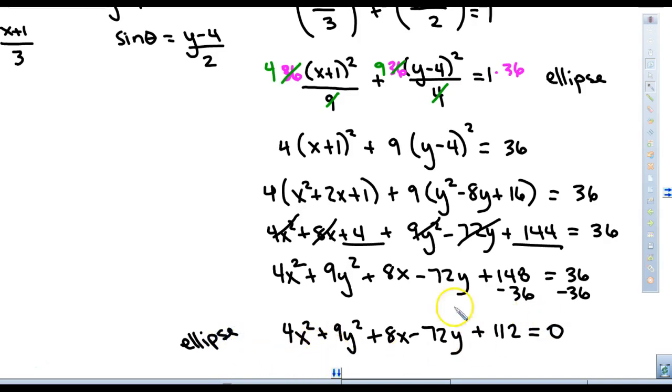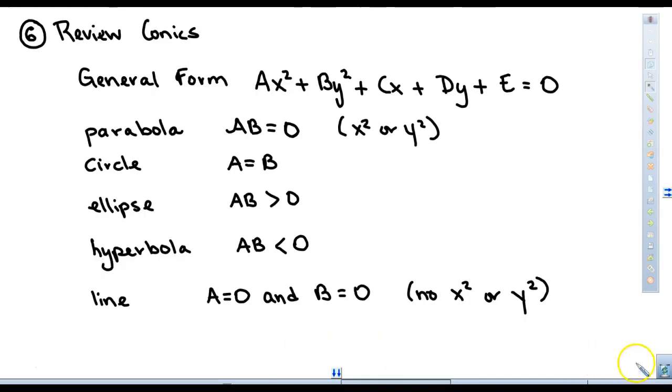Okay? Now, when you have the general form, if you've forgotten how you can look at it in general form and tell what your conic section is, look at here. I'm going to remind you, this is what you learned in that very first unit. General form, ax squared plus by squared plus cx plus dy plus e. Okay? If you have a parabola, then whatever the coefficients of x squared and y squared are, it will give you 0. What that means is there's either an x squared or a y squared.